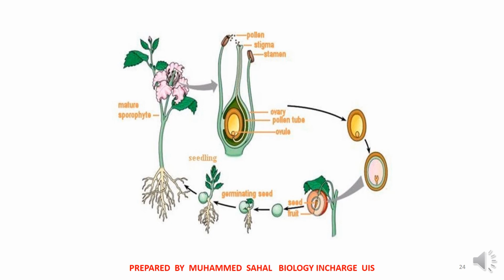Look at this diagram. After pollination, the seed turns into the fruit, then the seed germinates, a seedling will form, then a new plant will develop.